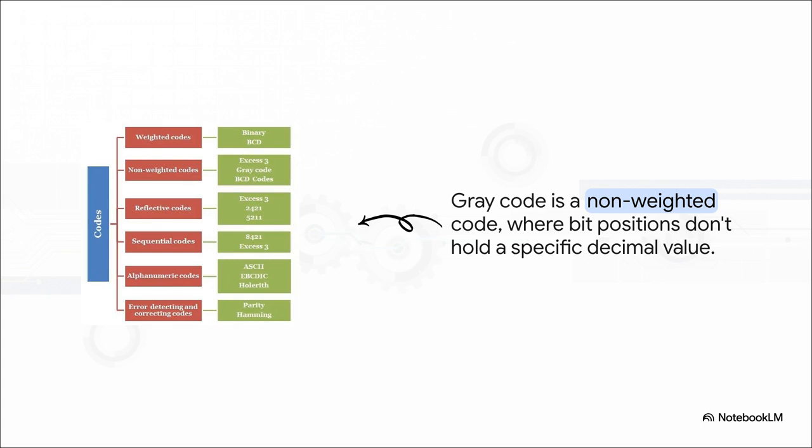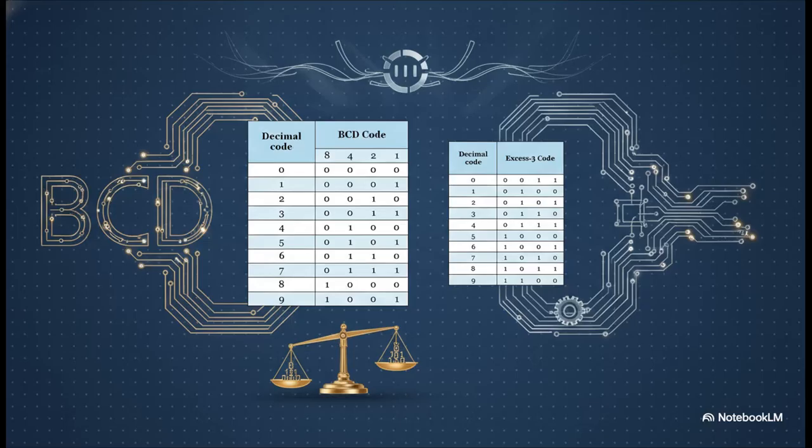See, in standard binary, you know how each column has a value? You've got the ones place, the twos place, the fours place, etc. That's what we call a weighted code. But in gray code, the columns don't have a fixed value. You can't just look at a 1 in a certain position and know what it's worth. It's all relative. Just to give you a couple of other examples, here's BCD on the left. That's a weighted code. And on the right, you've got XS3, which is another non-weighted one, kind of like gray code but with its own unique properties. Again, it's all about picking the right tool for the right job.